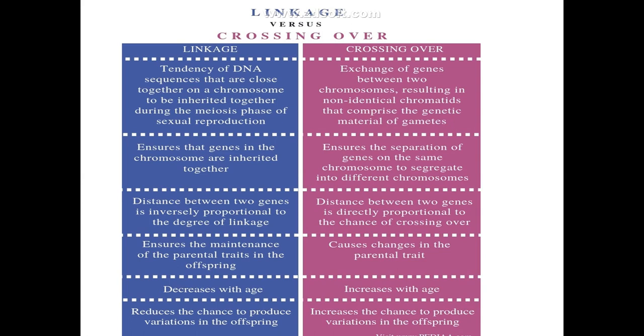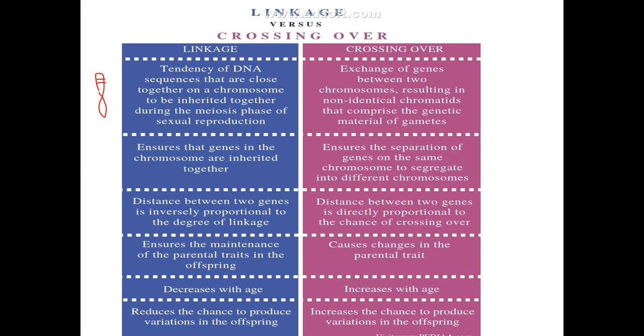Linkage means the tendency of DNA sequences that are close together on a chromosome to be inherited together during the meiosis phase of sexual reproduction. Some say meiosis, some say meiosis, not a problem. If they are present on the same chromosome, the distance between the genes is so tiny, so small, that they cannot be separated. This is called linkage.